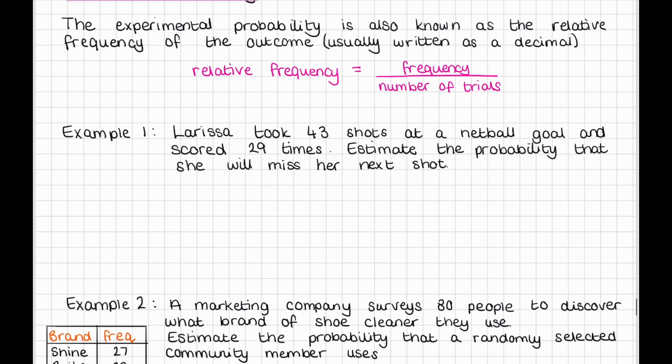So first example, Larissa took 43 shots at a netball goal and scored 29 times. Estimate the probability that she will miss her next shot. So the probability that she misses the next shot would be 43 minus 29, because she scored 29 times out of the 43. 43 minus 29 is 14. So she missed 14 out of the 43, so the probability that she'll miss again will be 14 out of 43, based on what she'd done previously. And then as a decimal, you'll find that's approximately 0.326.